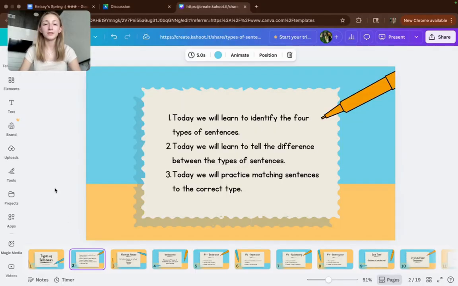Today we're going to be learning to identify the four types of sentences, and we'll learn to tell the difference between the types of sentences, and we'll practice matching sentences to their correct type.